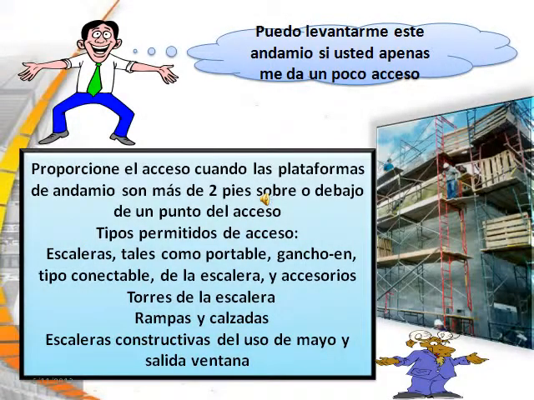Scaffold safety includes providing access when scaffold platforms are more than 2 feet above or below a point of access. Permitted types of access include ladders such as portable, hook-on, attachable, stairway type, or built-ins, as well as stairway towers, ramps, and walkways. You may use the building stairs and come out a window.